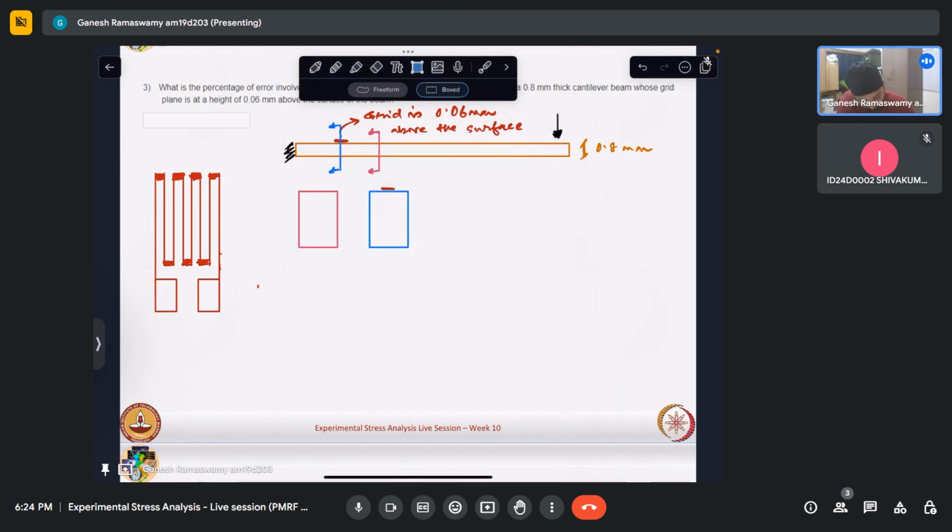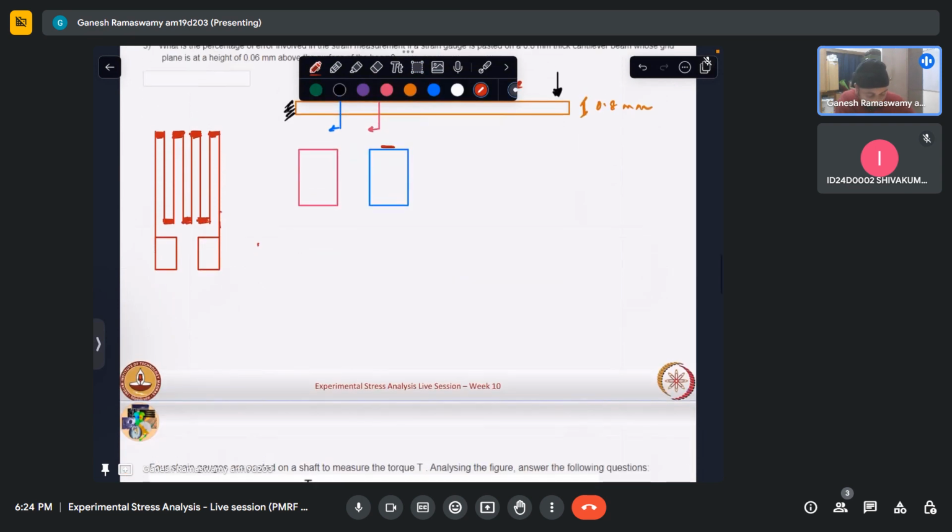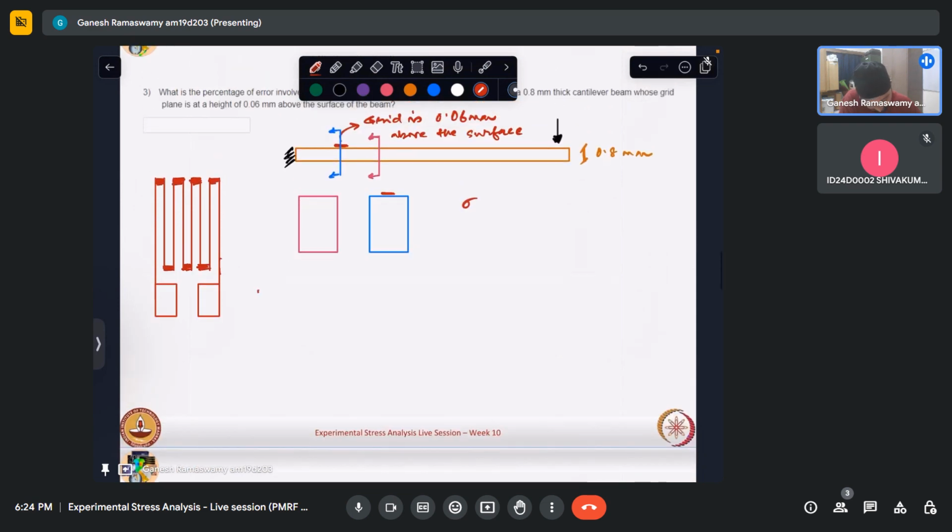I'll color it like this so that it is clear. Okay, so now we know we take it that the beam is under bending. So what is the stress? Let us say at that point, at this very section, what will be the stress? It will be some moment by the moment of inertia into y, y being the distance away from the neutral axis.